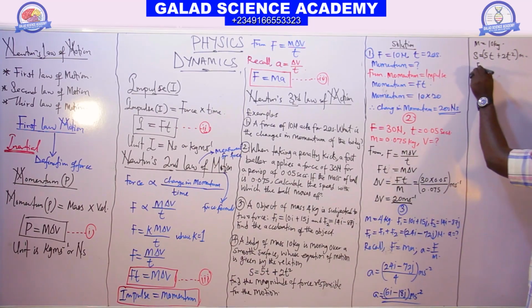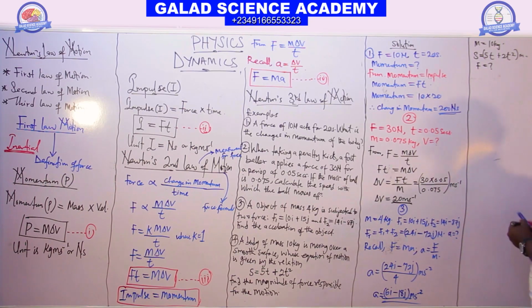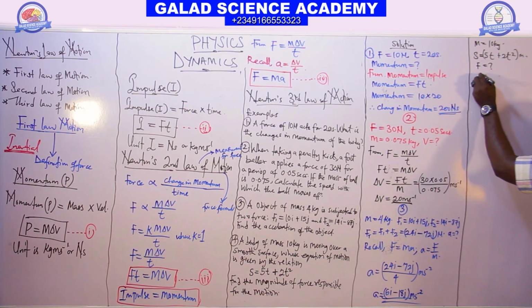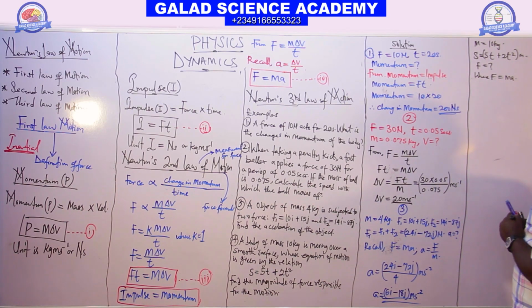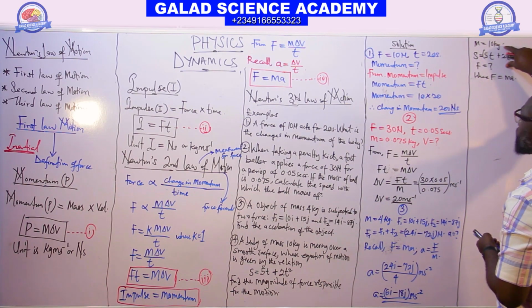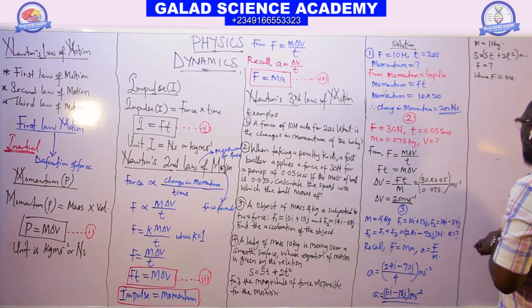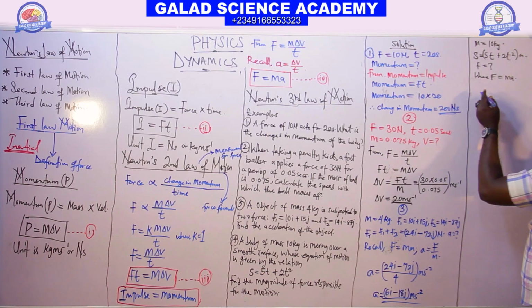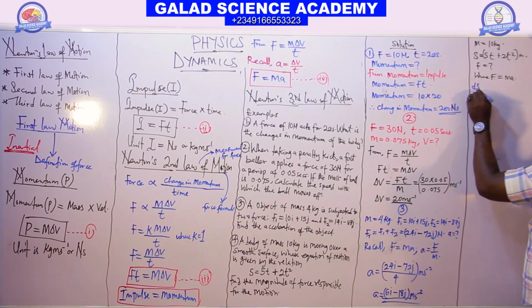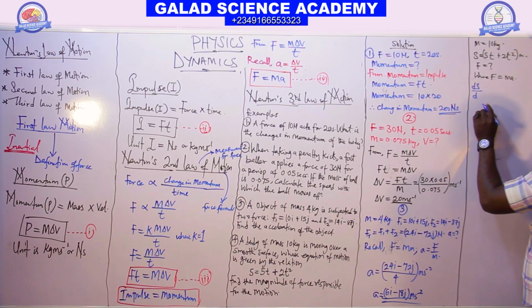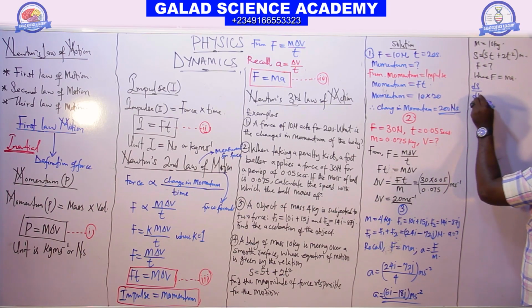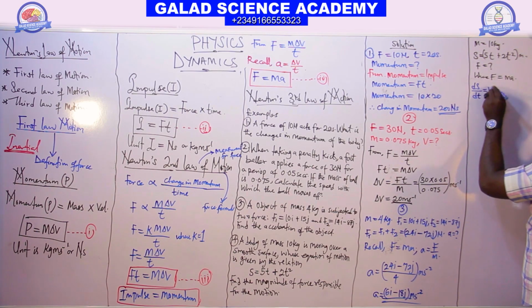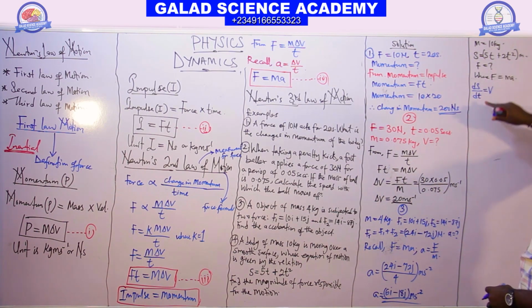We are looking for force, which is unknown. And we also know that force is equal to M times A. So let us use this equation to find the acceleration. By doing that, this equation given here, we will differentiate it. The derivative of displacement with respect to time will give us velocity.